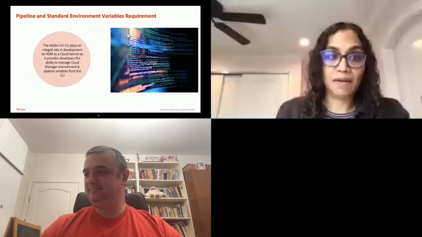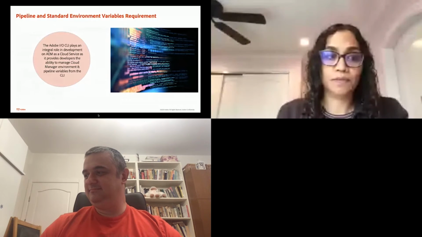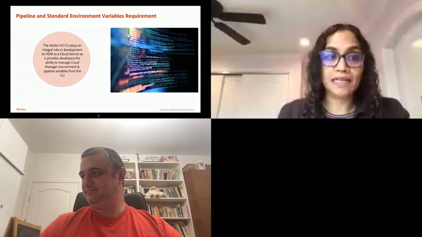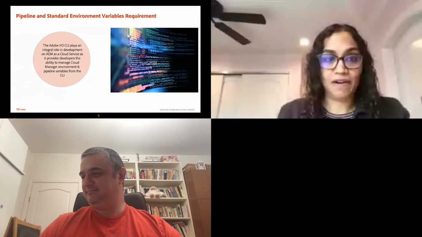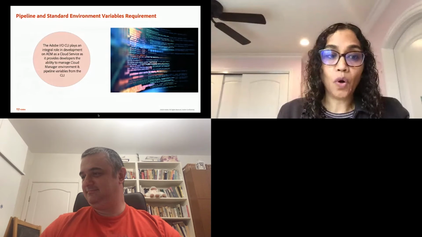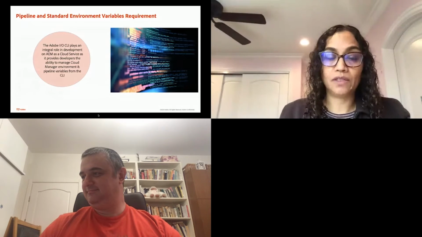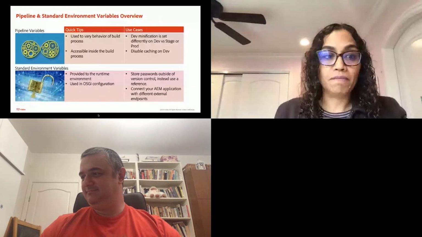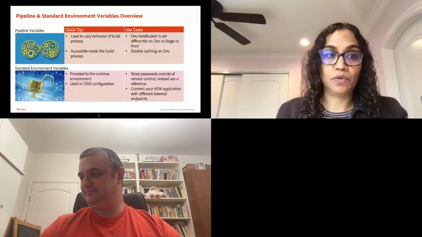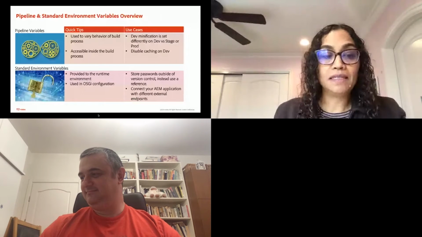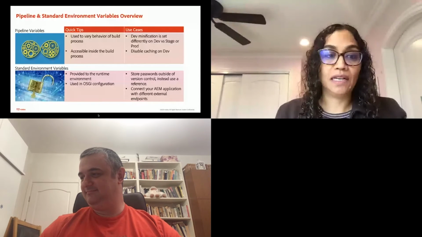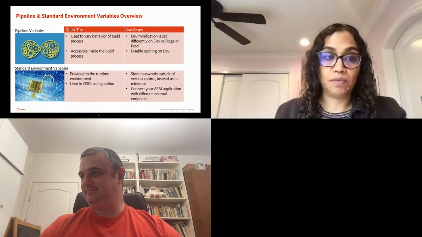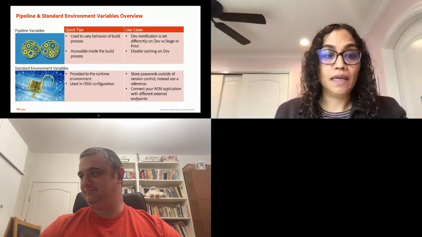AEM Cloud Service environment variables are truly simple to use. They can be broadly viewed as pipeline variables and standard environment variables. If the code you want to change the behavior of is your build process, you use a pipeline variable. For example, if build-time JavaScript minification is being done through a tool like Gulp, there may be a desire to use a different minification level when building for a dev environment as opposed to building for stage or production. Another example would be if on the development environment, you might want to disable caching.